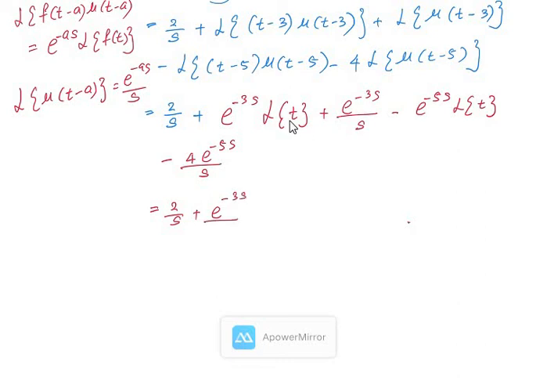You still remember from the table of Laplace transform? Laplace transform of t, we can get 1 over s squared. And then plus, we copy down this one, exponent negative 3s over s. And then for this part is negative exponent negative 5s. Okay, Laplace transform of t, you get 1 over s squared.